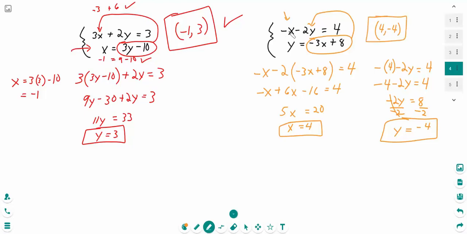A quick mental check here. We'd have negative 4 minus 2 times a y. Oh, I'm sorry. Yeah, negative 4. Negative 2 times a negative 4 is going to give us a positive 8. And negative 4 and positive 8 is going to give us a positive 4, which matches, so check. And then in the bottom, we have a negative 4 is equal to a negative 3 times a 4 plus 8. Negative 3 times 4 is a negative 12. Negative 12 plus 8 is indeed a negative 4, so check. It works out. All right?